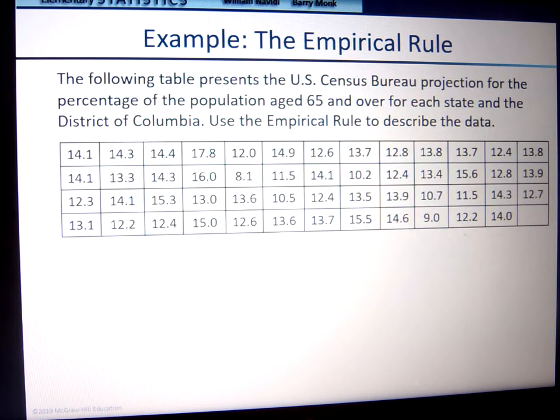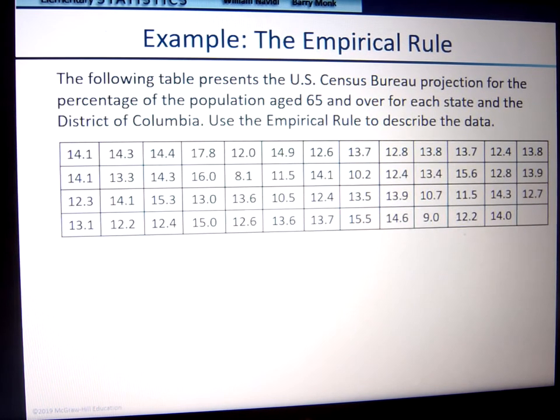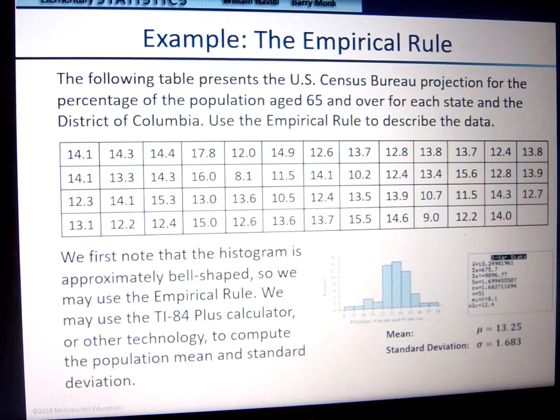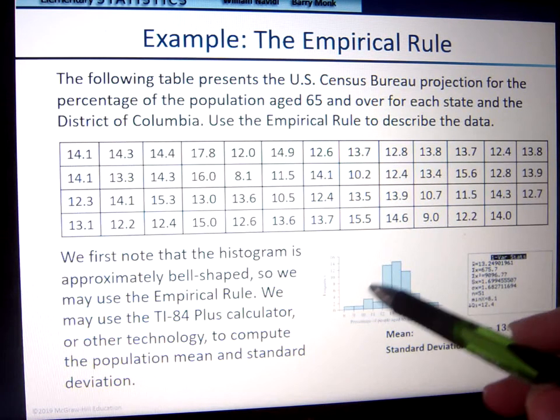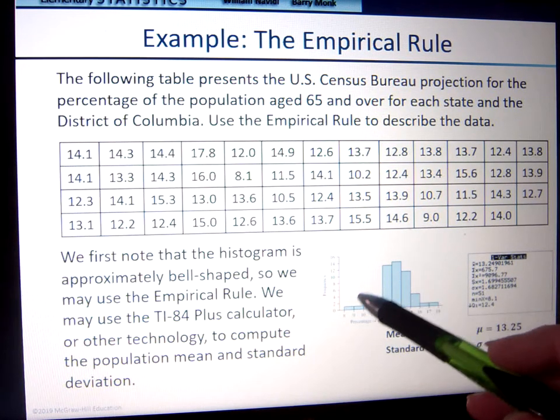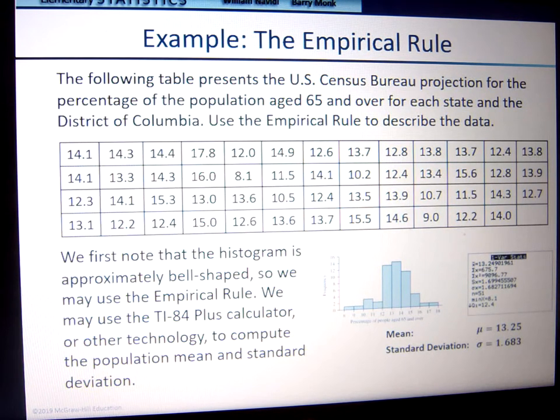So here we have the U.S. Census Bureau projection for the percentage of population 65 and over for each state and the District of Columbia. We're going to use the empirical rule to describe the data. First, we take a histogram and we put everything in our histogram as we did before. We notice that it is approximately normal. And we might use the TI-84 to find our population mean and our standard deviation over here. So we have our population mean and our standard deviation.